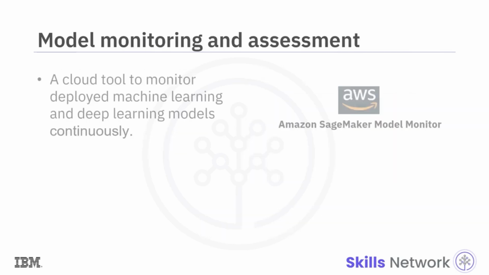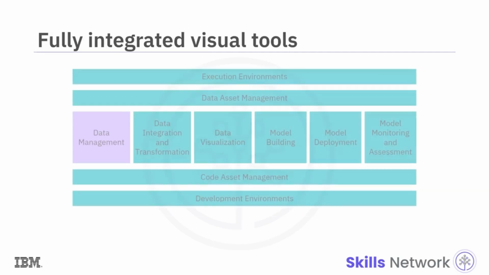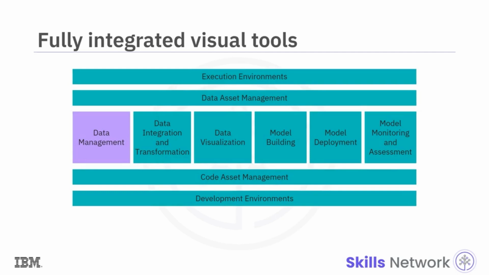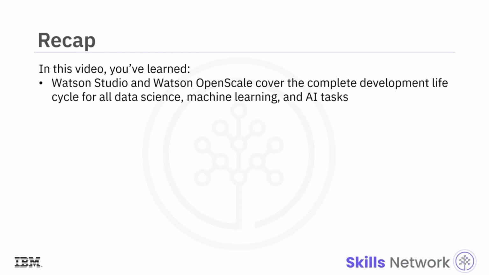Amazon SageMaker Model Monitor is an example of a cloud tool to monitor deployed machine learning and deep learning models continuously. Every major cloud provider has similar tooling. Another tool for model monitoring is Watson OpenScale. Everything marked in green can be done using Watson Studio and OpenScale. In this video, you learned that Watson Studio and Watson OpenScale cover the complete development lifecycle for all data science, machine learning, and AI tasks.